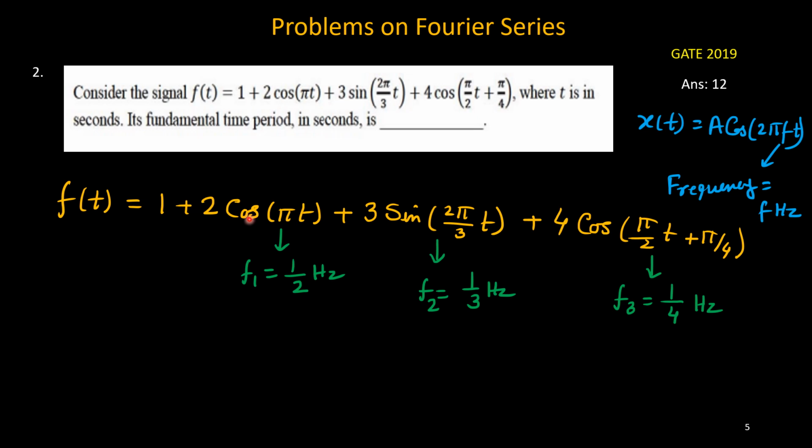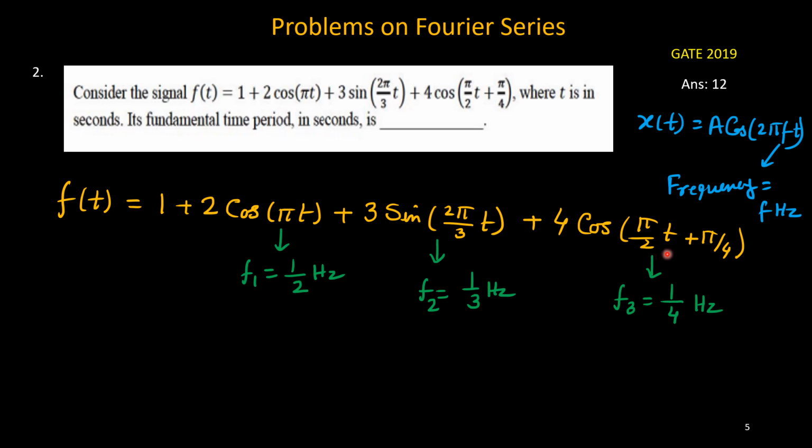In this case, the first component is DC. For the second one, cos(πt), if we compare with 2πft, then f1 is equal to 1/2. For the next one, the frequency f2 is obviously 1/3 hertz. For the third one, it is πt/2, so 2πft gives f3 equal to 1/4. And this π/4 is the phase angle of the signal, so we will not consider it.